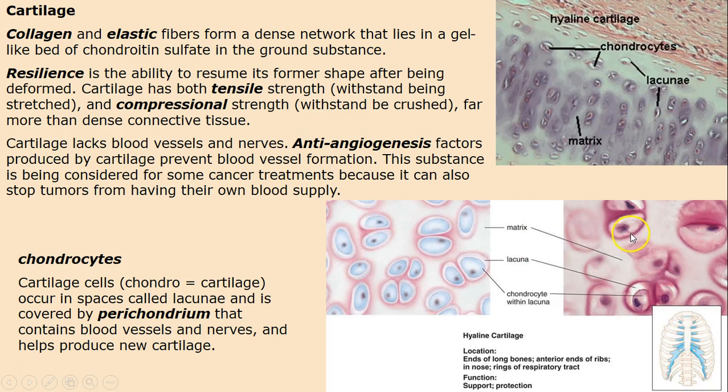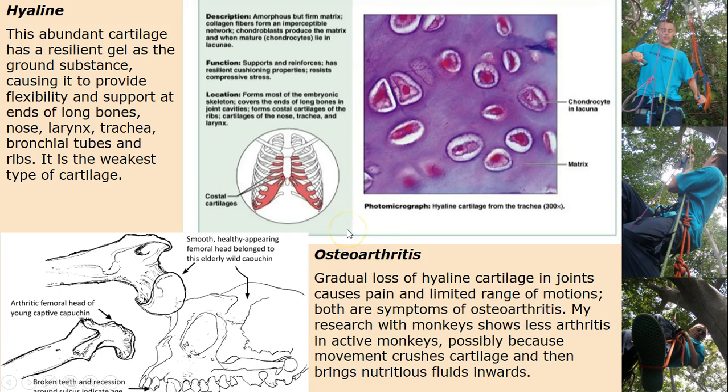Chondrocytes, these are the cartilage cells, and here's a good example of what they look like under the microscope. You have this ground substance or matrix, the lacuna here, and the chondrocyte is inside the lacuna. So lacuna is kind of like a cave. Perichondrium is where the nerves and blood vessels help to form new cartilage. And later I'll get into this in greater detail. This is just a summary.